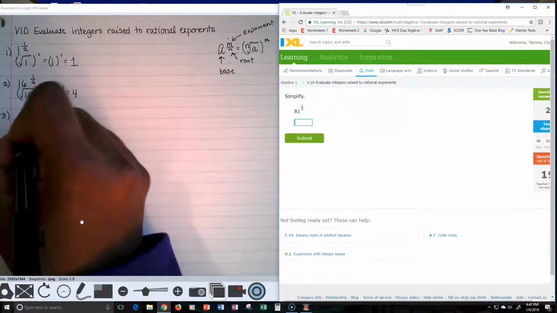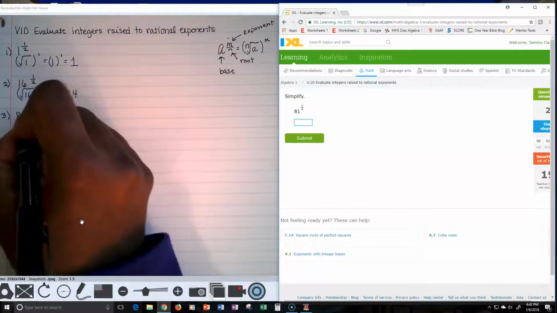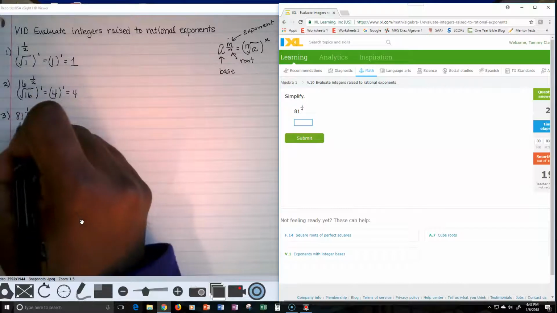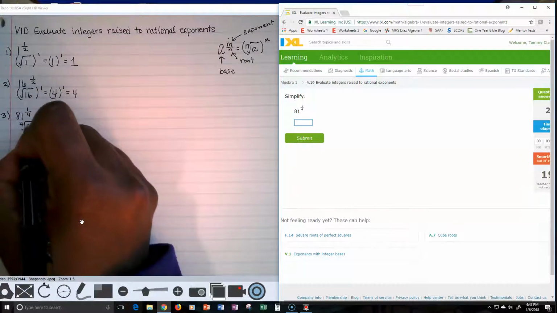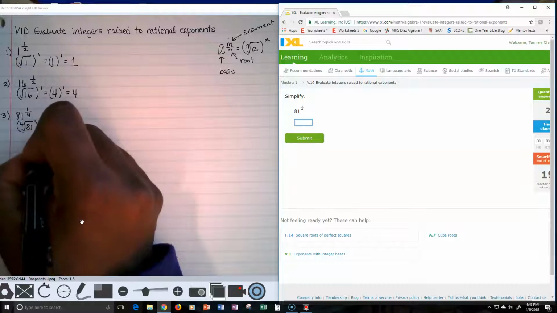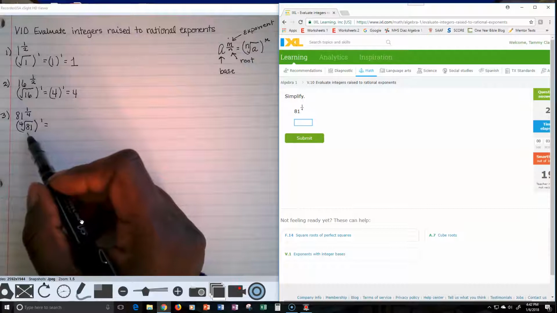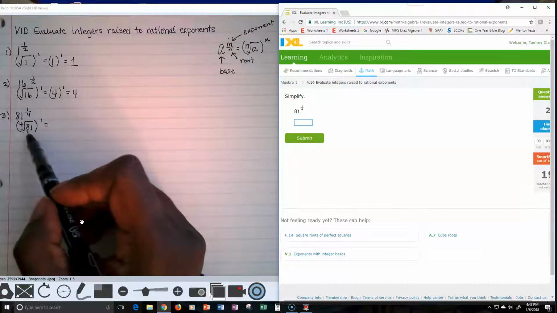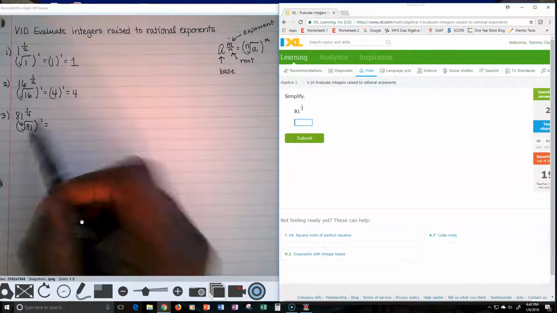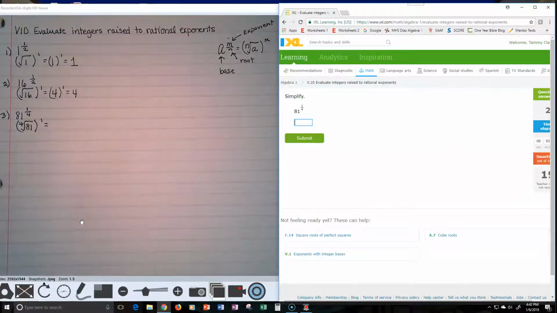Number 3, we have 81 to the 1/4 power. So this time we're going to take the 4th root of 81, and then we're going to take that result and raise it to the first power. Well, here, the 4th root of 81, if you take 81 and you think about, okay, this is what I do when I don't know exactly what the number is. Now, hopefully you've memorized these, and I do really know the answer. But this is how I think.